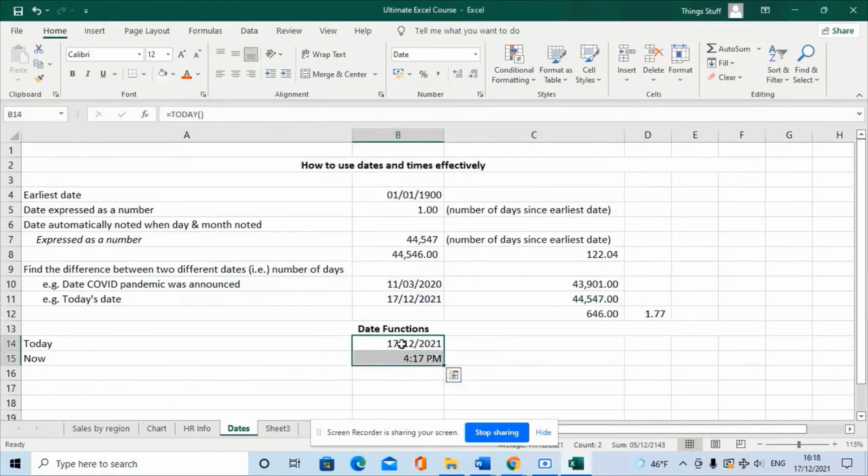Now these are dynamic, so each time you open a spreadsheet, these will provide you with today's date and the time of whenever it is that you open that spreadsheet. So if we were to open the spreadsheet tomorrow and refresh the formulas, it would give us the 18th of the 12th, and whatever the time might happen to be at that point.